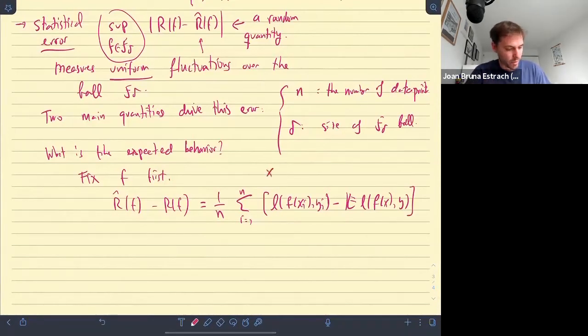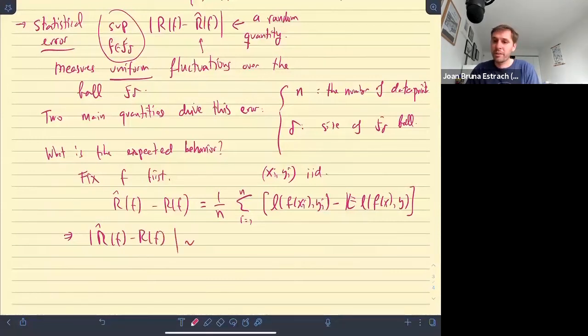And these things are IID, right? So remember that here we are just measuring the fluctuations of an average of independent random variables. So automatically you get kind of a CLT behavior, if you want, right? Like a law of large numbers that tells us that the size of these fluctuations are going to be driven by the standard deviation of this random variable divided by square root of n. Okay, so this of course is a back of the envelope calculation, but it has two important aspects.